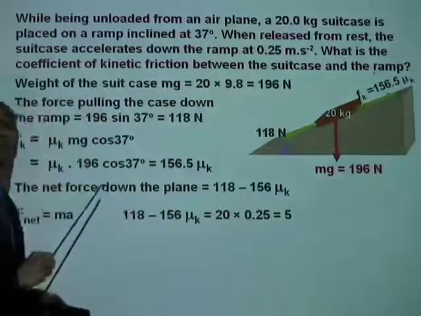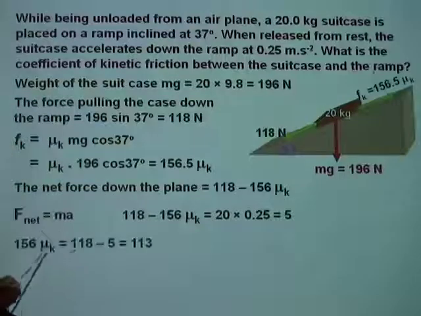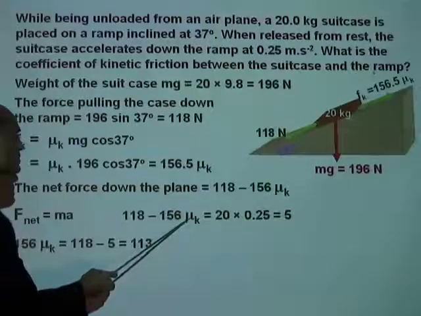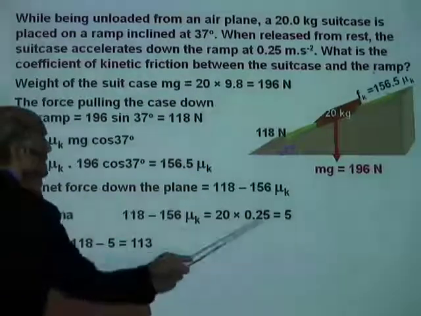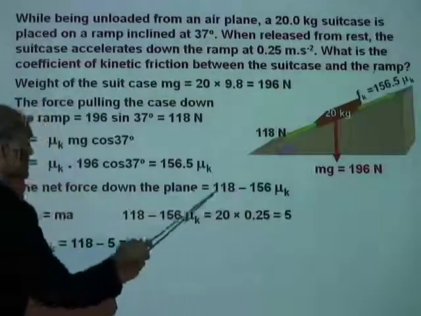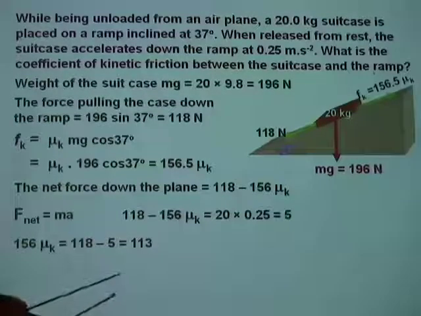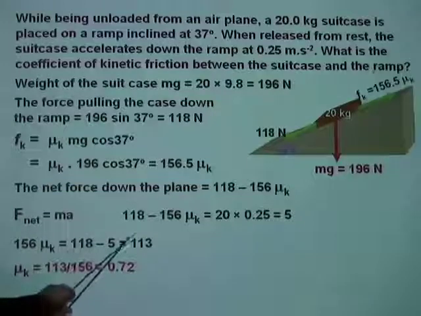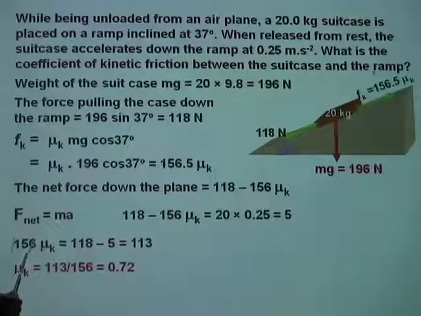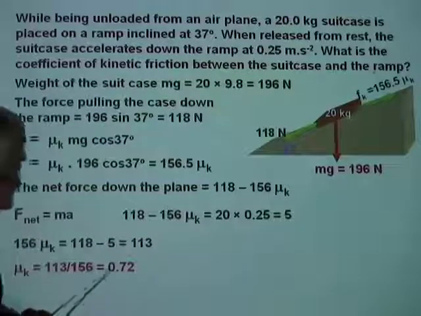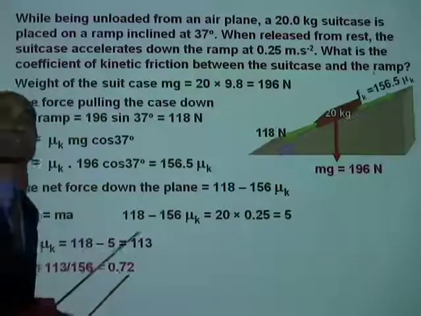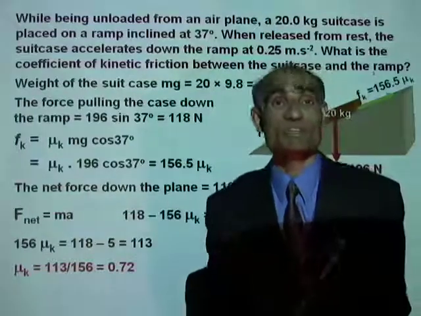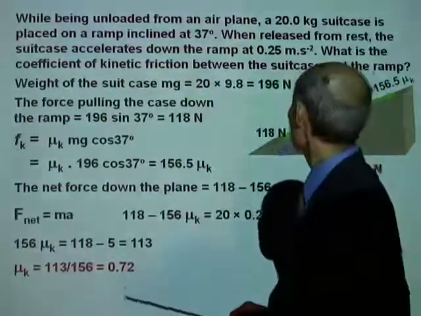is mu k, which you can calculate. So 156 mu k equals, taking it to the right side, 118 minus 5, that is 113. Therefore mu k is 113 divided by 156, that is 0.72. That is the coefficient of kinetic friction between the suitcase and the ramp.